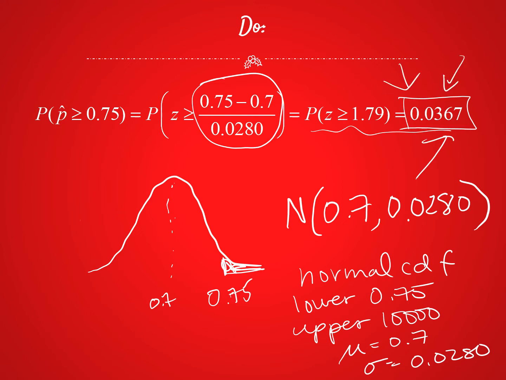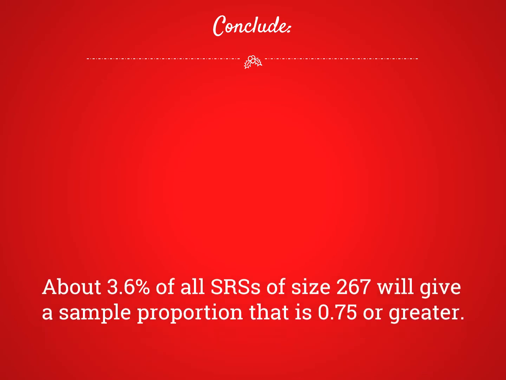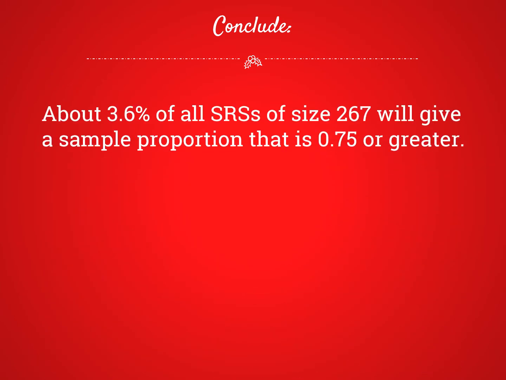So now we need to put that into context with our conclude. Okay, so for the conclusion, I would say about 3.6% of all SRSs of size 267 will give a sample proportion that is 0.75 or greater. That's pretty low, but there's our conclusion. And that's how we do a state, plan, do, conclude.